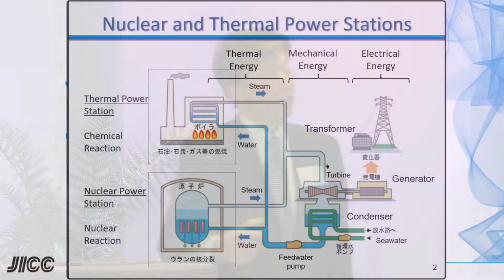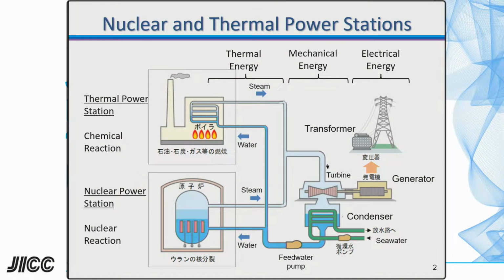Okay? All right, this is the simple schematic of the nuclear power station in comparison to the thermal power station. This one is a nuclear power station. The essential difference is the reactor. In a nuclear system, they use the nuclear reaction, but in a thermal power station, a chemical reaction is used. And the energy produced in the reactor is transferred through the heat transport system to a turbine to generate the electricity, right?